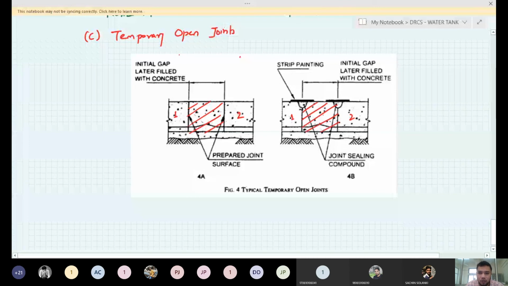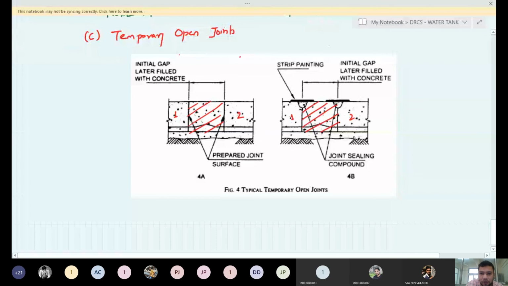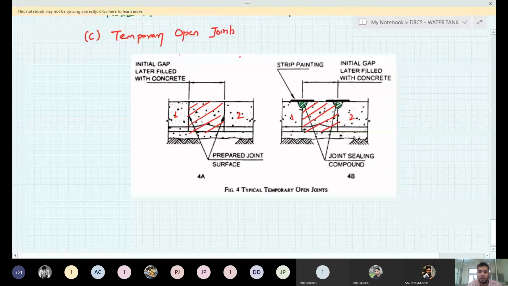Here, at the junction of the new concrete and the old concrete, some jointing sealant is applied, and then stripping paint is done. So here the groove is made, inside that the sealing compound is filled, and on the top stripping paint is done. So this is the difference between this type 1 and this type 2. Clear?